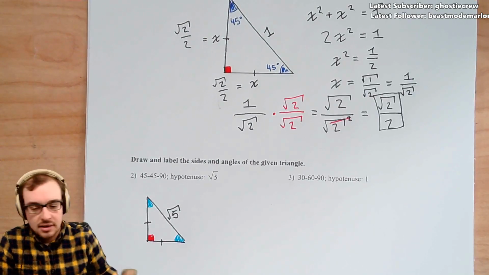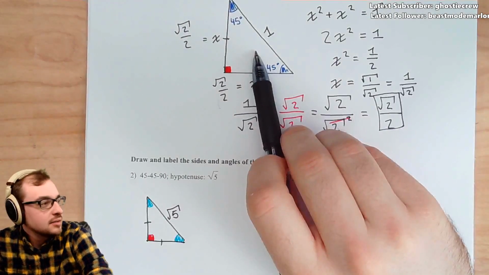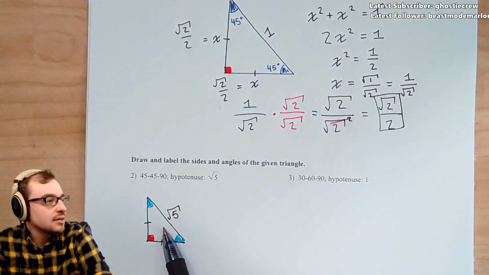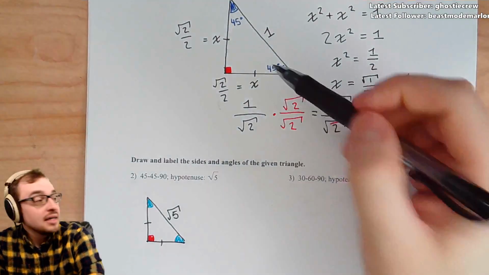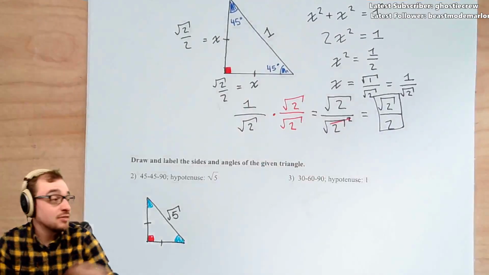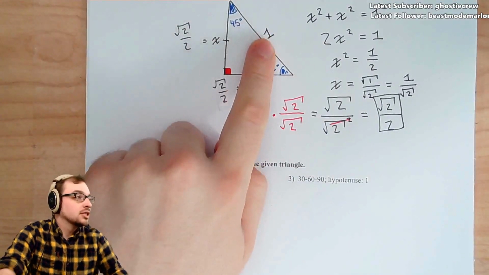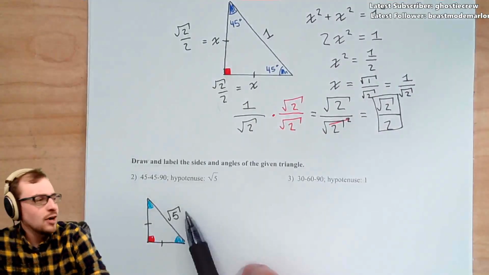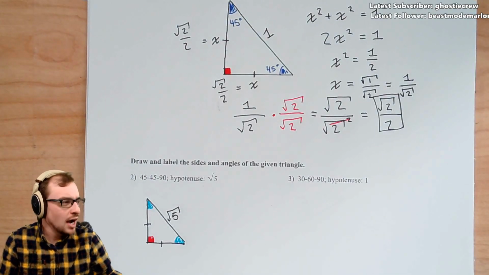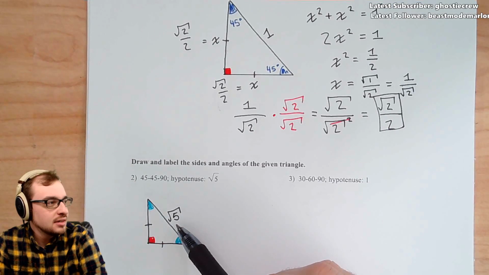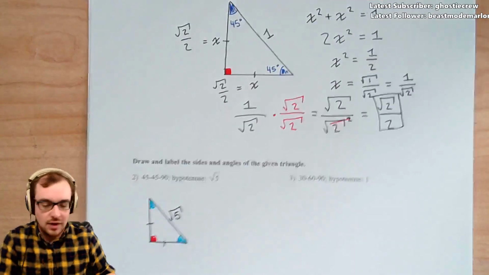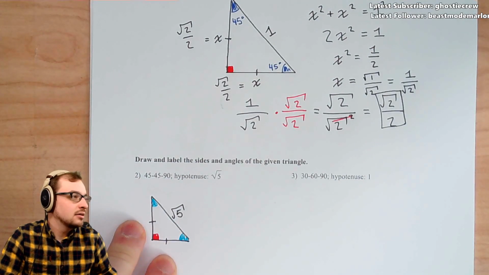Well, this triangle is just a smaller version of this guy. I know he's bigger on the page because it's just a drawing, but this is actually bigger because root 5 is a bigger number than 1. So what did we do to the 1 to make it a root 5? Well, we multiplied by root 5, right? 1 times root 5 gets us here. So if we multiply these guys by root 5, we'll get the answers for this as well.